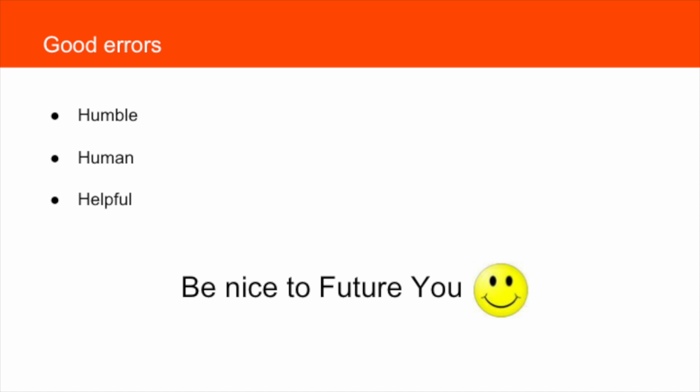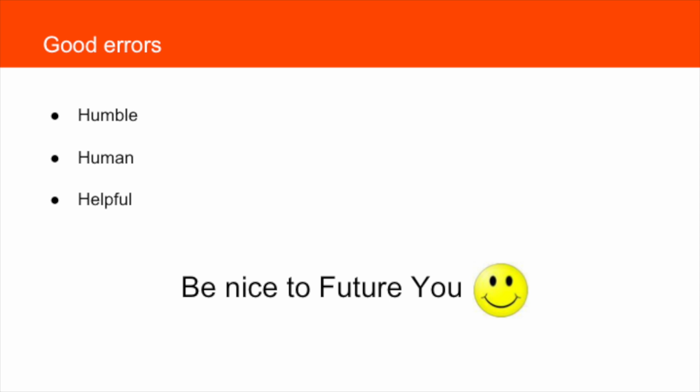All right, so the 3 H's. Error messages should be humble, they should be human, and they should be helpful. Error messages are there for the user. It doesn't do anything for the computer program, so they should be designed to help the user.